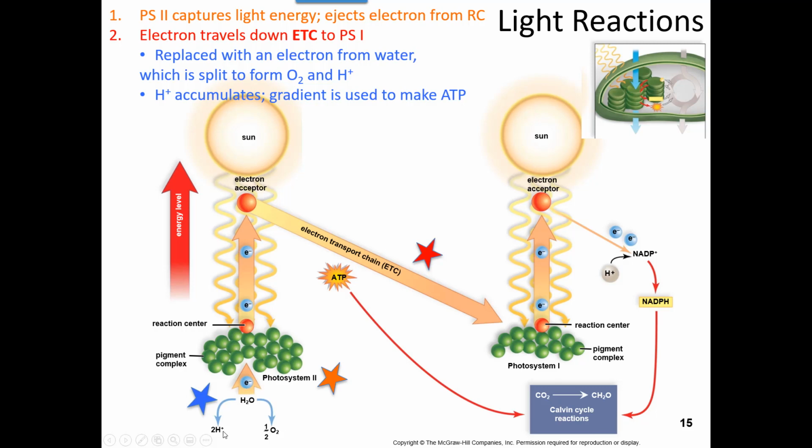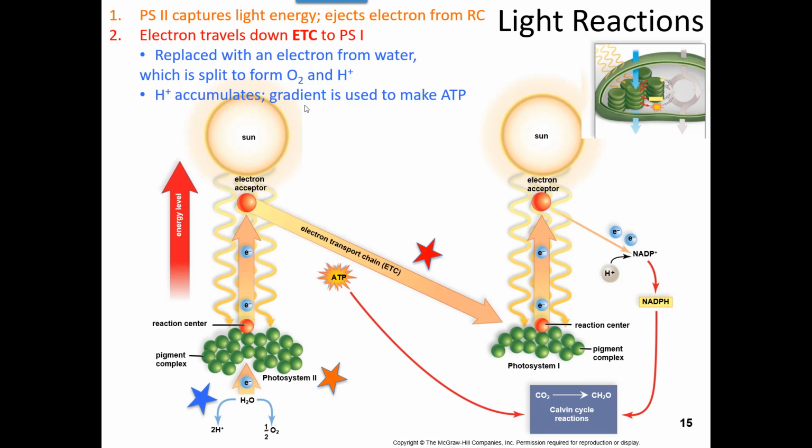And when I say the gradient is used to make ATP, what gradient means is that we have a lot of hydrogens in one area and very little hydrogens somewhere else. When the hydrogens become very crowded, they don't like it, and so they want to go somewhere else. And as they travel to where it's not crowded, they will actually generate some ATP. So that's what the gradient is. It's that difference of being very crowded to not very crowded.